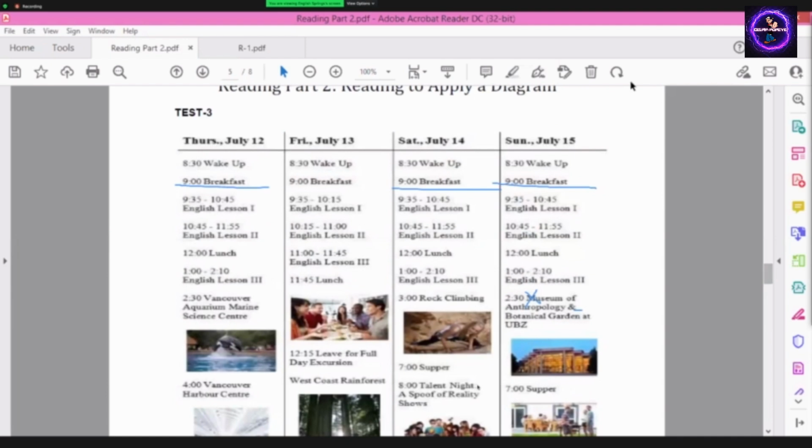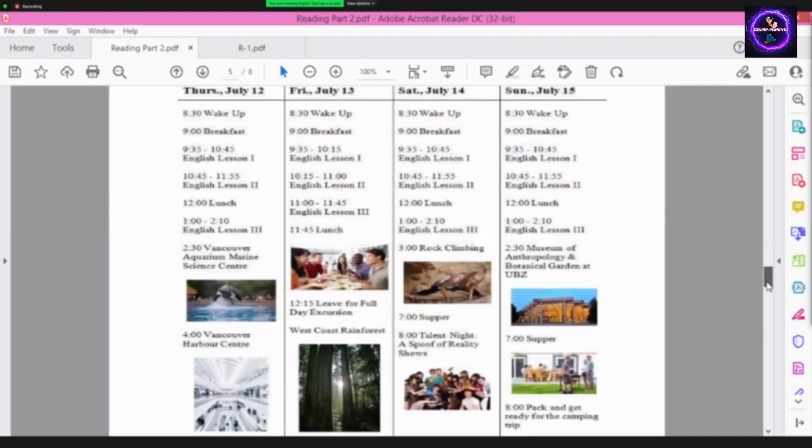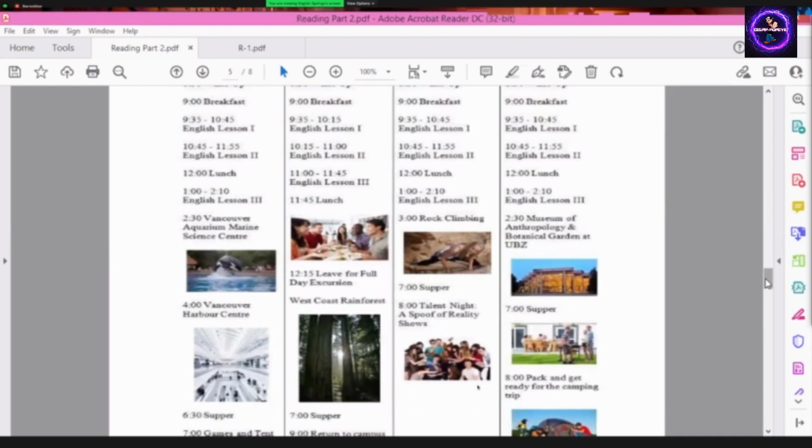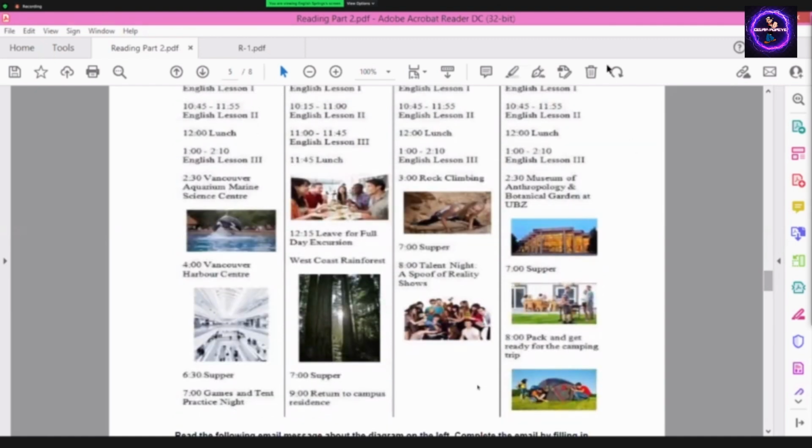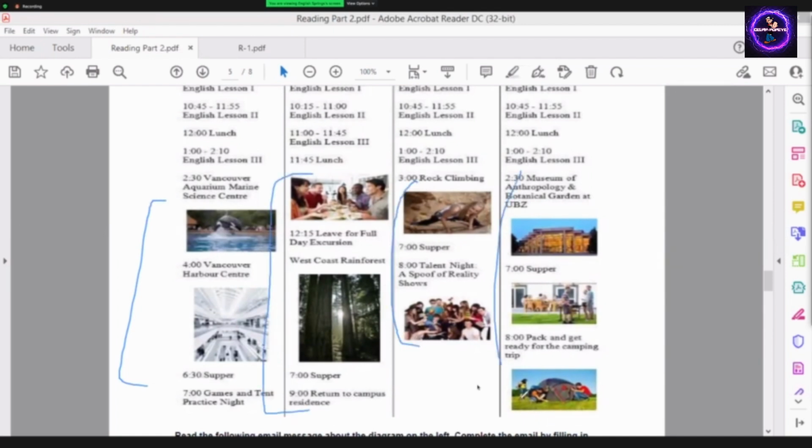We'll see for both the options. They will not leave the campus, and there's only one social activity per day. We'll see that. It doesn't show anywhere that they will not leave. I'm talking about option 4, where they say they will not leave the campus. But in every diagram, we're seeing different places they're going, like Vancouver Harbor Center and Aquarium Marine. They're going out of the school only after evening.